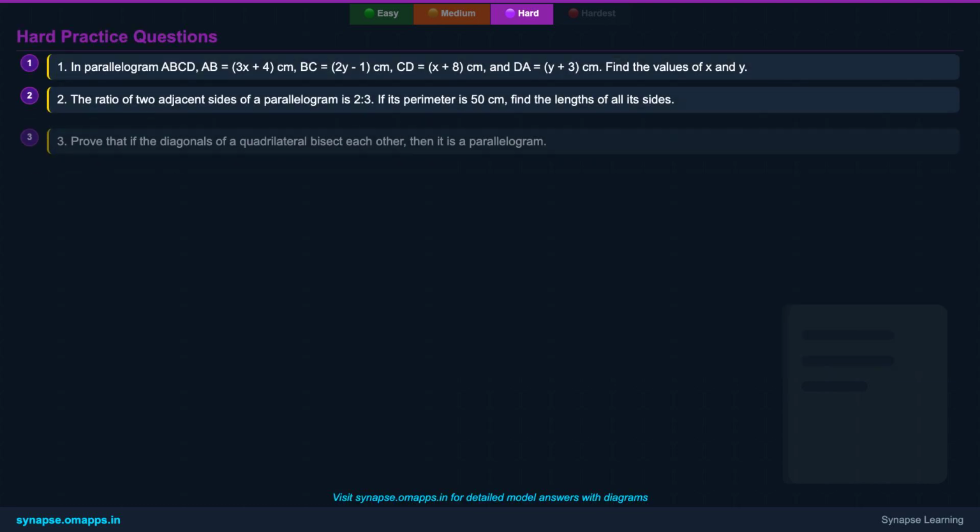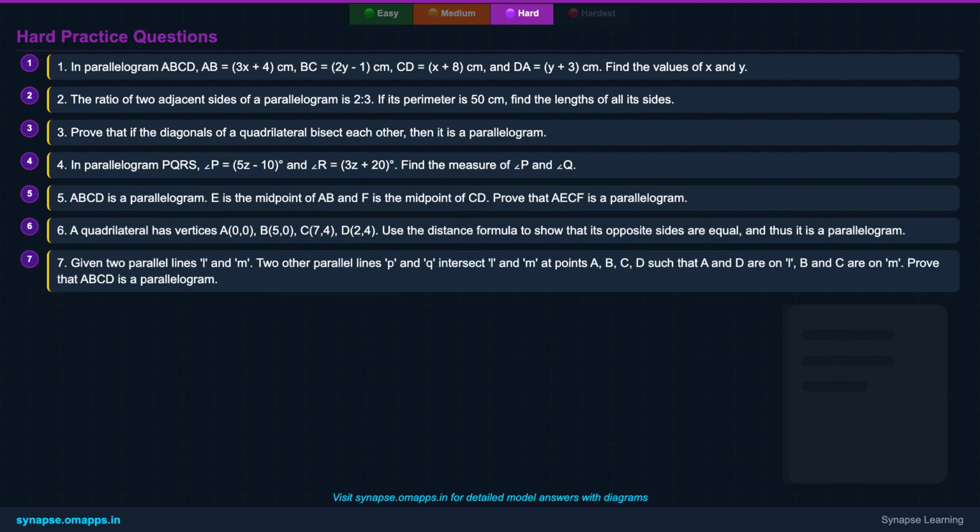Ready for some more challenging problems? These questions will require you to apply the property of equal opposite sides in conjunction with algebraic equations, ratios, and even coordinate geometry. Can you find x and y in an algebraic parallelogram? Or prove that a figure is a parallelogram given specific conditions? Some even require you to prove other properties using congruence. Take your time, draw diagrams, and think critically.